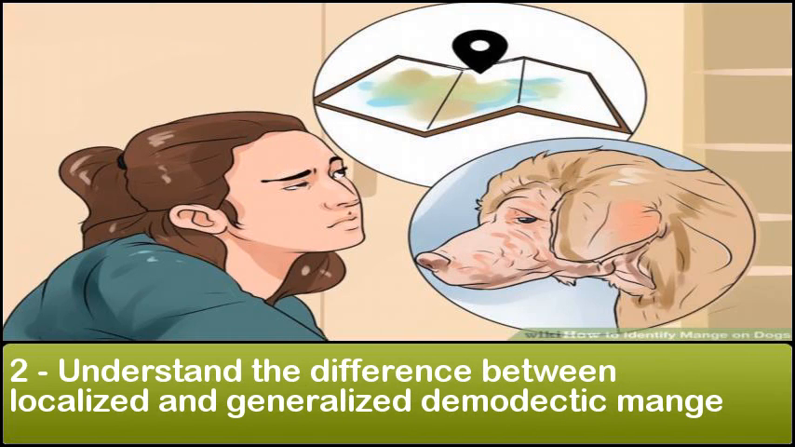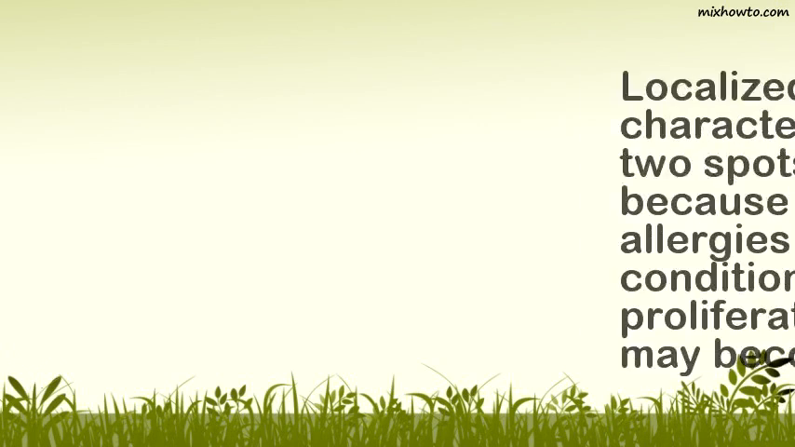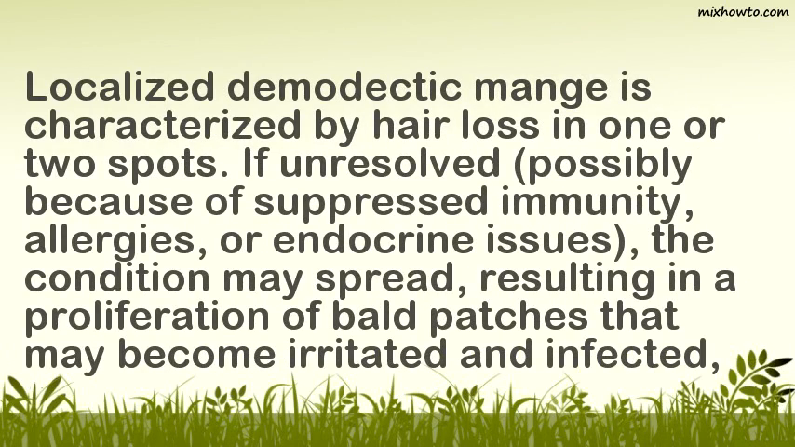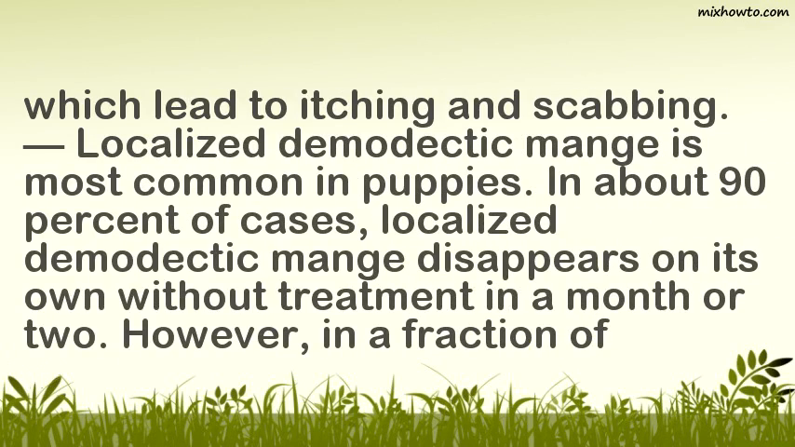2. Understand the difference between localized and generalized demodectic mange. Localized demodectic mange is characterized by hair loss in one or two spots. If unresolved, possibly because of suppressed immunity, allergies, or endocrine issues, the condition may spread, resulting in a proliferation of bald patches that may become irritated and infected, which lead to itching and scabbing.